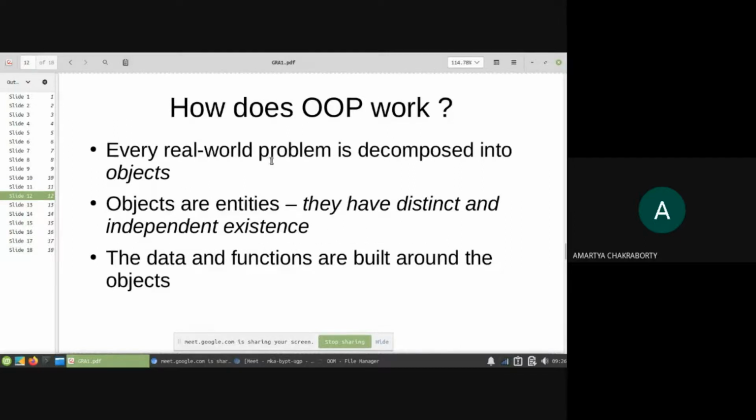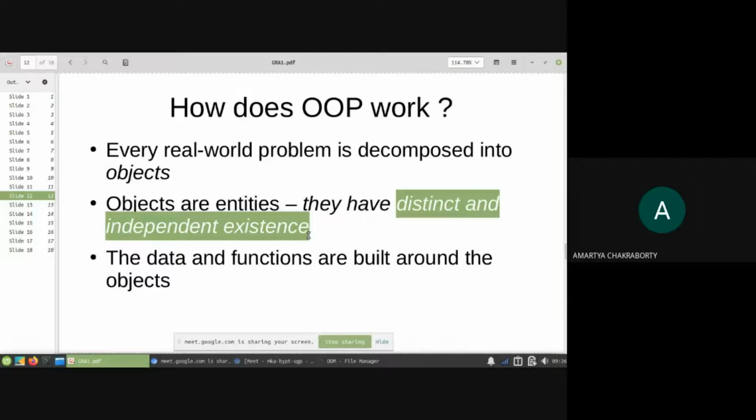So how does object oriented programming work? It is said that every real world problem is decomposed into objects. Objects have distinct and independent existence. So my laptop has a distinct and independent existence. Your mobile phone has a distinct and independent existence. My book has a distinct and independent existence, and so on and so forth.